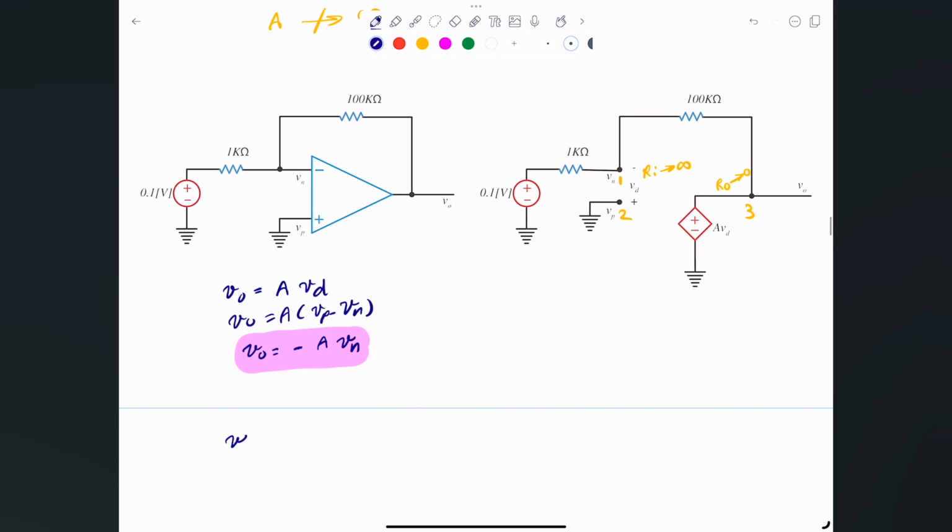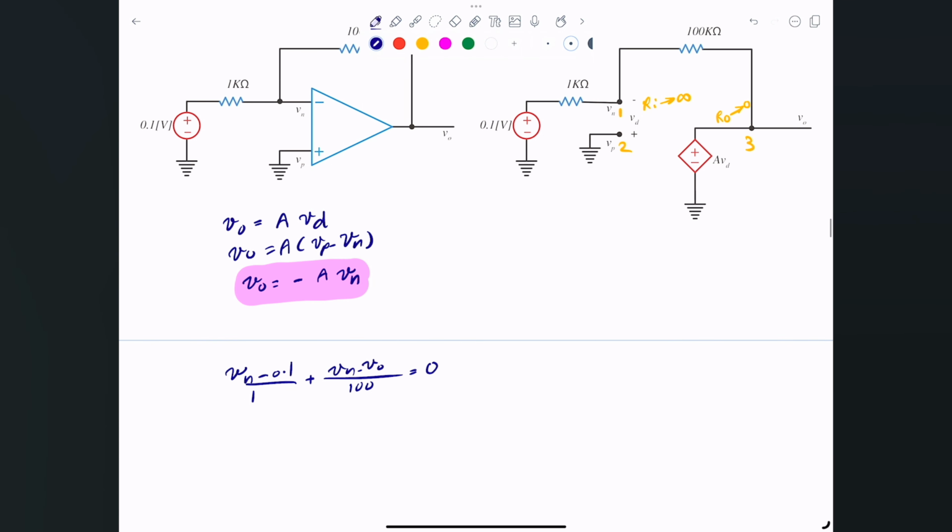So that tells me Vn minus 0.1 divided by 1 kilo ohm plus Vn minus V out divided by 100 kilo ohms is equal to 0. Now, I know what V naught is, so I'll just substitute it in here. Actually, let me just do a little bit here. I'll multiply both sides by 100, just to make things a little easier. Vn minus 10 plus Vn minus V naught equals 0.